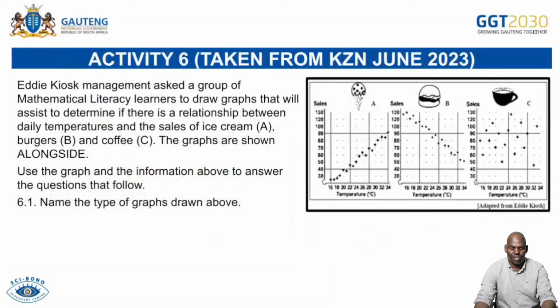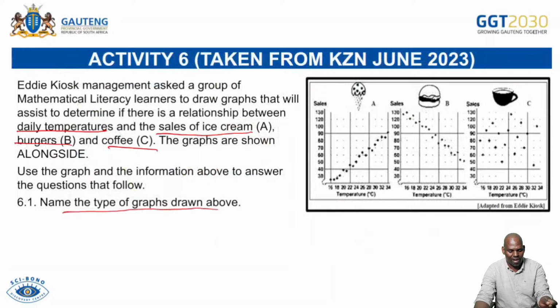Okay, then activity 6, taken from KZN June 2023. Boys and girls, every graph that you see here should not be a stranger to you. You should have covered this with your educators. AD Kiosk Management asked a group of mathematical literacy learners to draw graphs that will assist to determine if there's a relationship between daily temperatures and the sales of ice cream, burgers, coffee. The graphs are shown alongside.